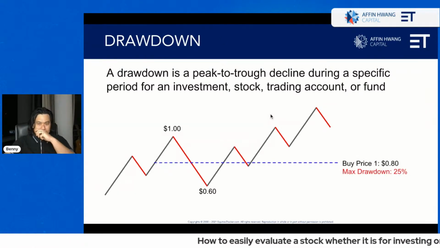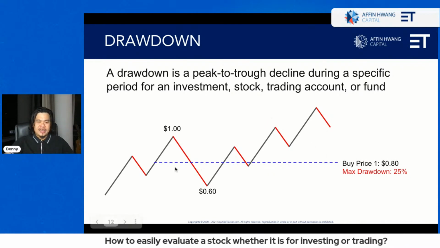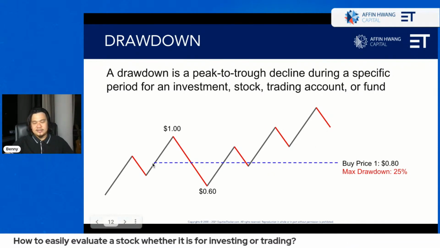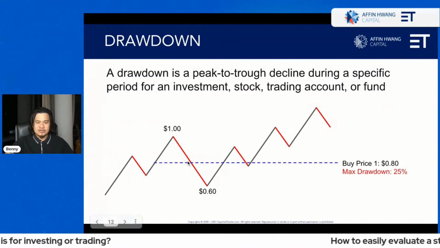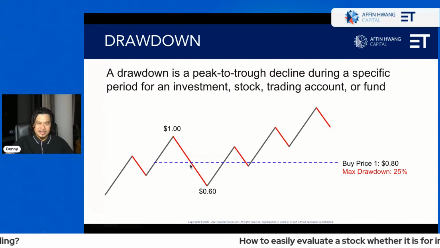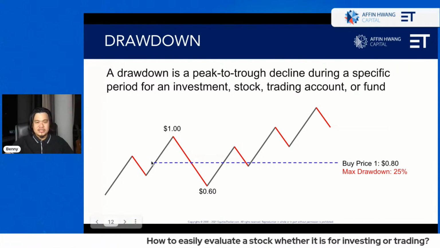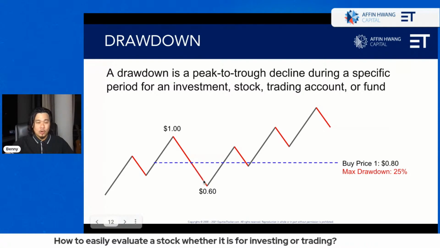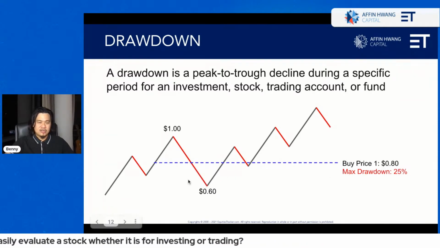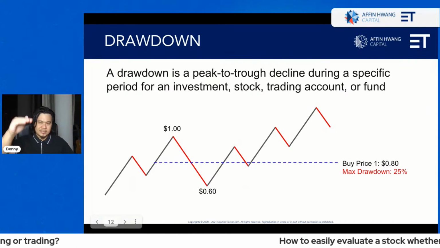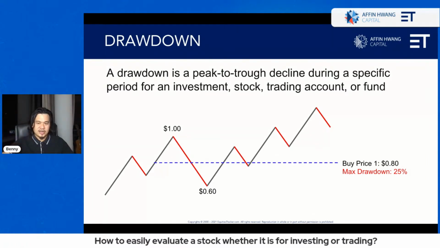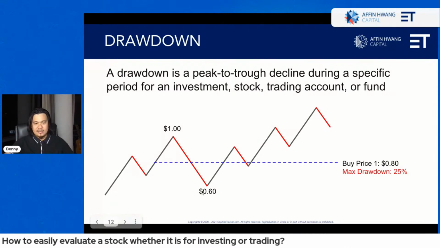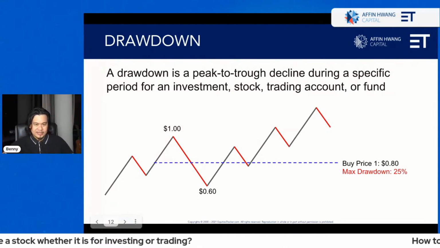Now, let's say you buy the share at 80 cents. The price went up to $1, you make money, but the moment it goes down below 80 cents, you have a drawdown on your account, right? That means you go negative. So, for example, if you buy the share at 80 cents and the price went to the lowest at 60 cents, your maximum drawdown in your account will be 25%, because from 80 cents to 60 cents is a 20 cents loss. So 20 cents of an 80 cent share is a 25% decline, if you buy at 80 cents.